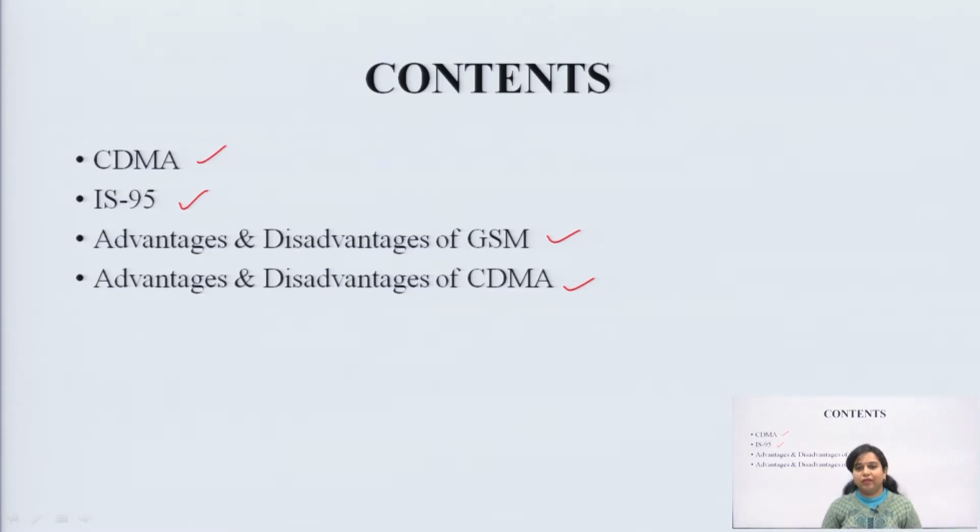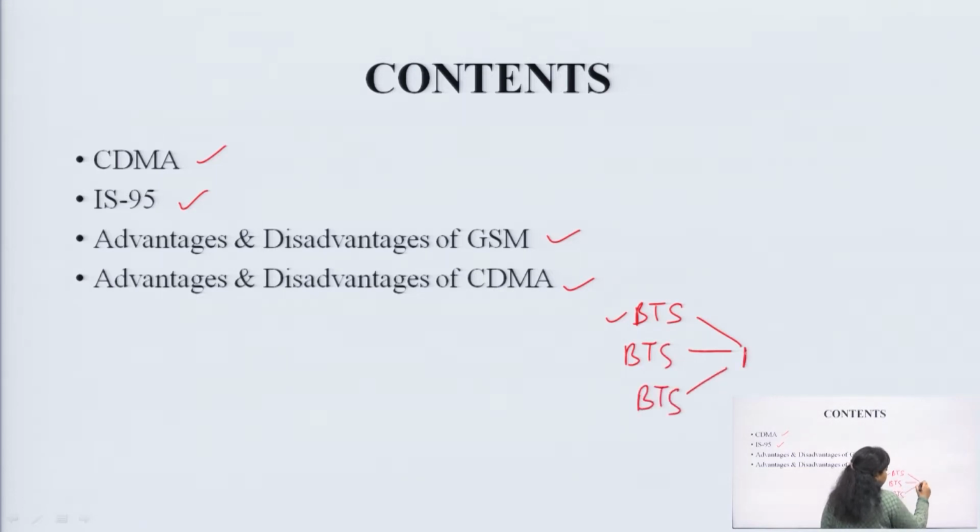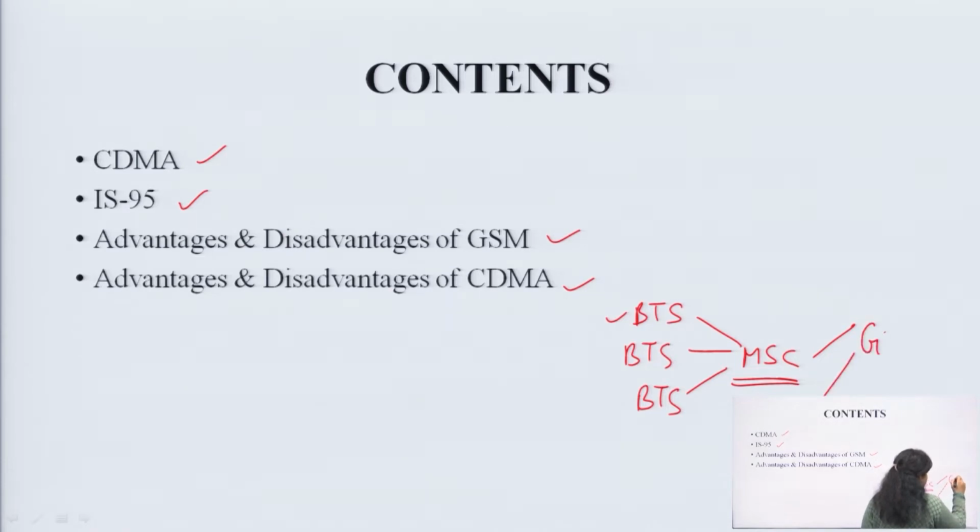Now, what is this BTS and MSC? BTS is the base transceiver station to which the mobile phone is connected, which is used for full duplex communication, means it can transmit, it can receive also. Then more than one BTS is connected to MSC, that is mobile switching center, and more than one MSC is connected to a single gateway mobile switching center, that is GMSC.